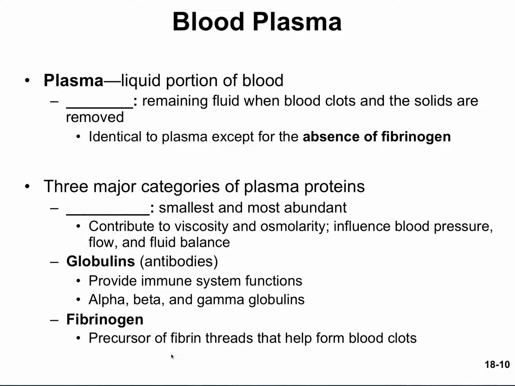So plasma is the liquid portion of the blood, and the serum is the remaining fluid when blood clots and the solids are removed. And serum is identical to the plasma, except it does not have the fibrinogen.